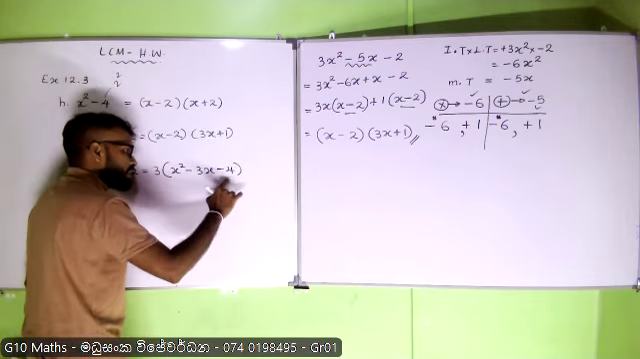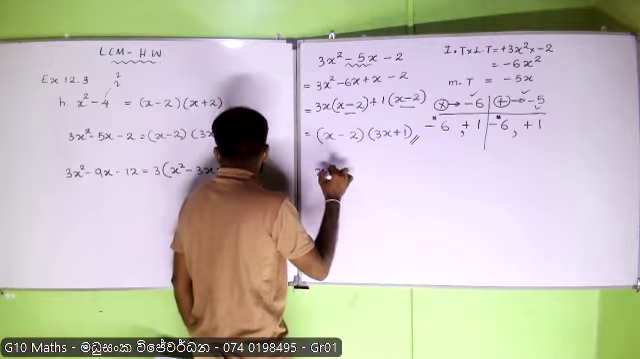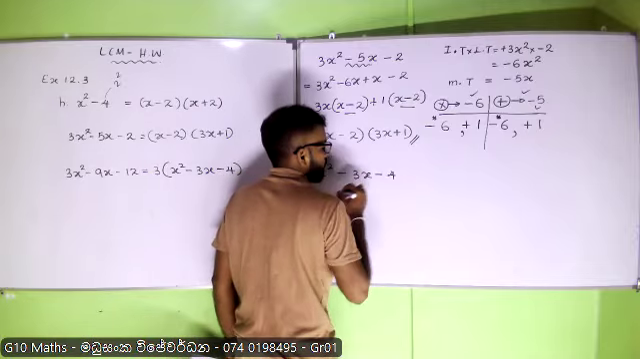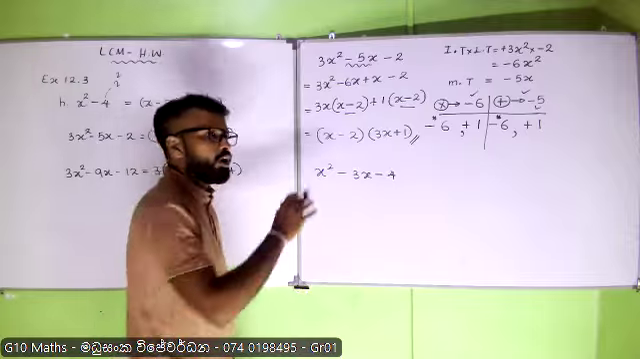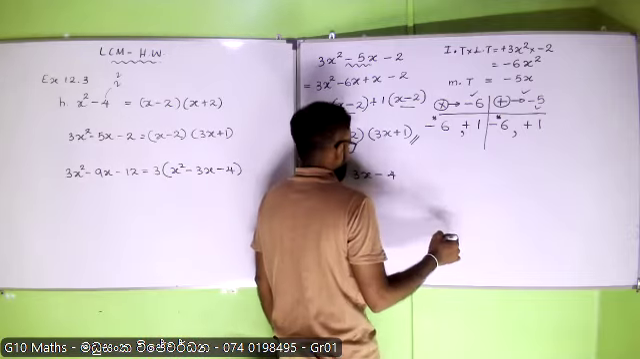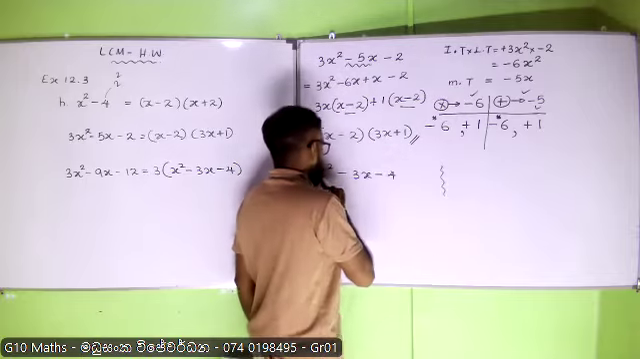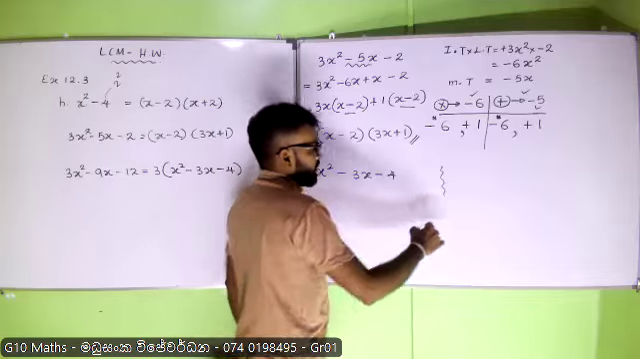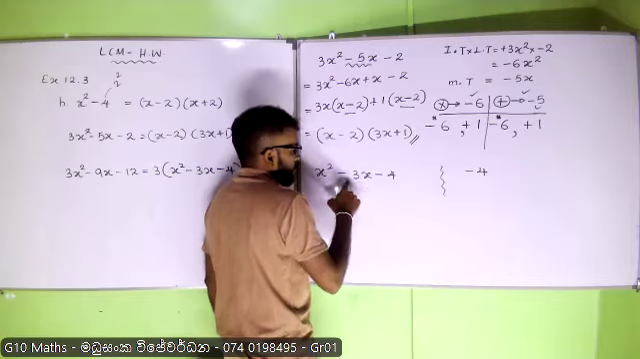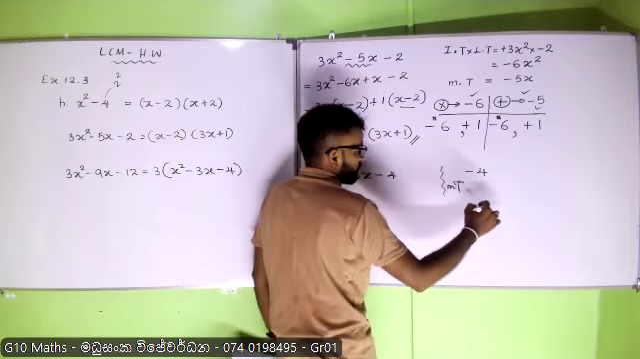So you have to factorize this one by using the same method. x squared minus 3x minus 4. You have to use the same way to factorize. So I'm not going to write much more things. Initial term into last term will give you -4. Middle term is -3x.